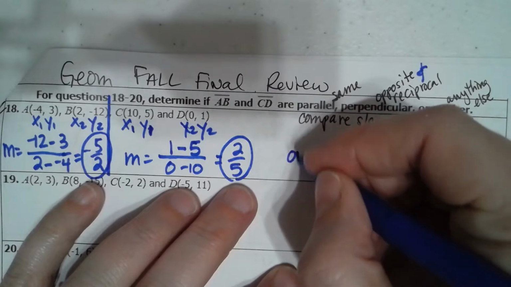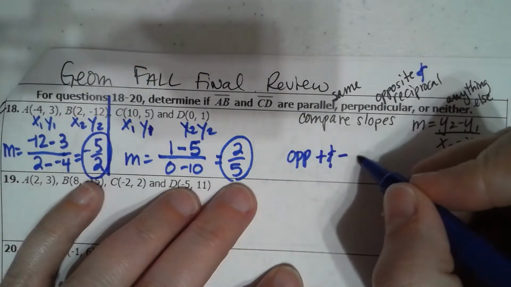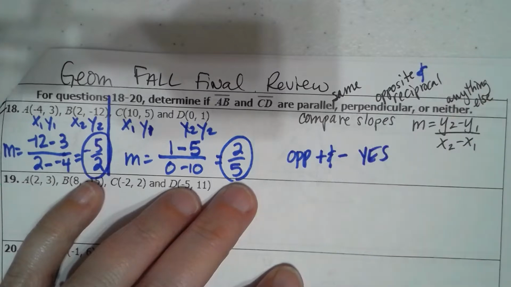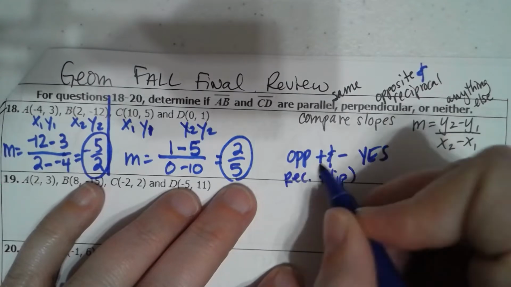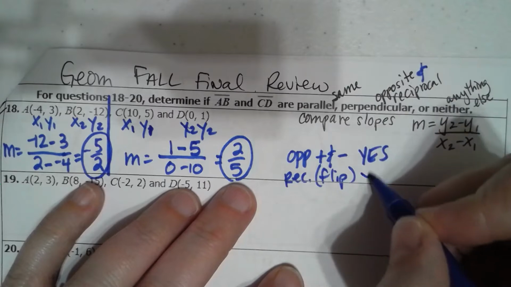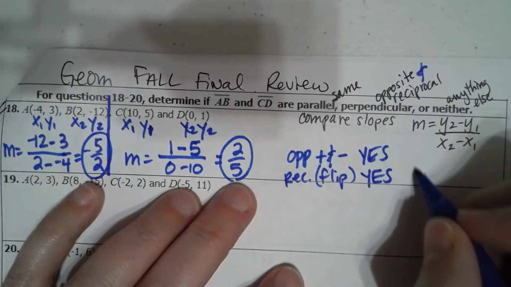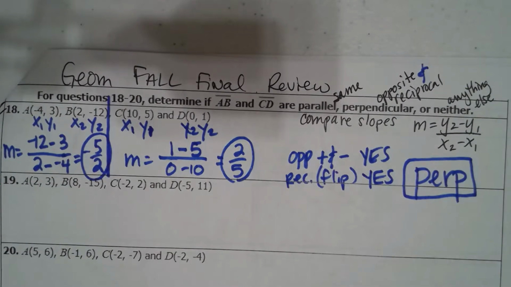So are they opposites, meaning one's positive and one's negative? Yes, they are opposites of each other. That does not make them perpendicular. They also have to be reciprocal. Are they flipped over of each other? 5 over 2 flips over to 2 over 5. So you say yes to both of these, so these are perpendicular lines.